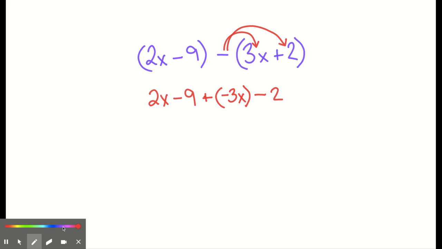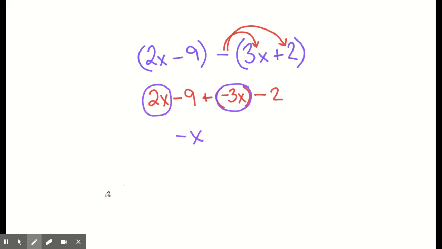And from here, we just combine like terms like we do with addition. So I see I have a positive 2x and a negative 3x. So when you add 2x and negative 3x, you just get negative x. Now, in front of that x is technically an invisible 1 because it's 1x, but we do not write the 1 because if we just have 1x, we just leave it as x.